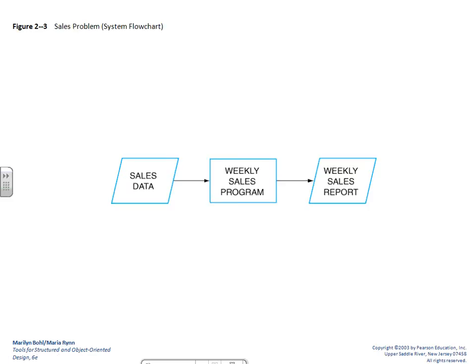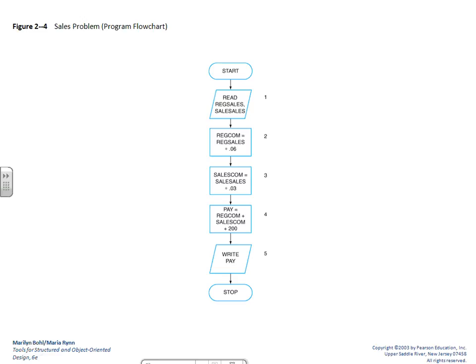This is a system flowchart. As we mentioned, a system flowchart does not include details, it only presents input, process, and output. This is a program flowchart. A program flowchart is full of details.